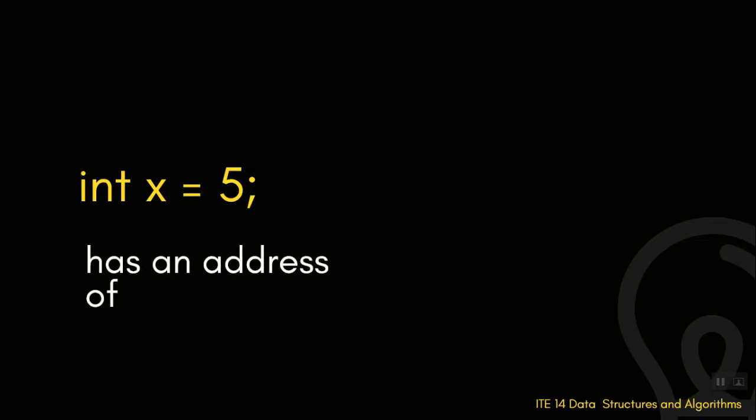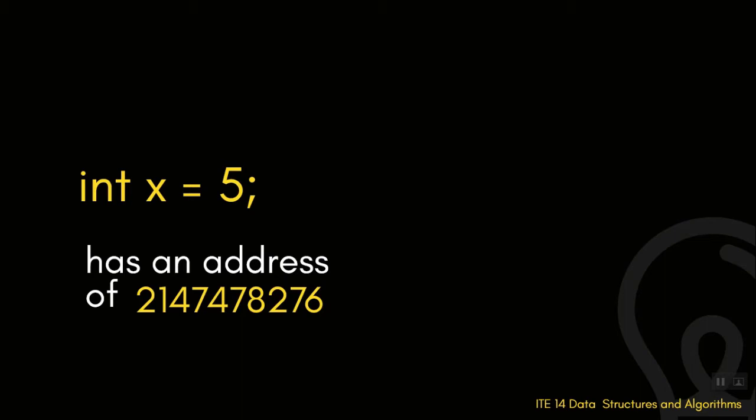Let's say we declare an integer x and we assign its value to 5. This variable x has a memory location where data is being stored. This memory location is called an address. Let's assume that x address is equal to this value.